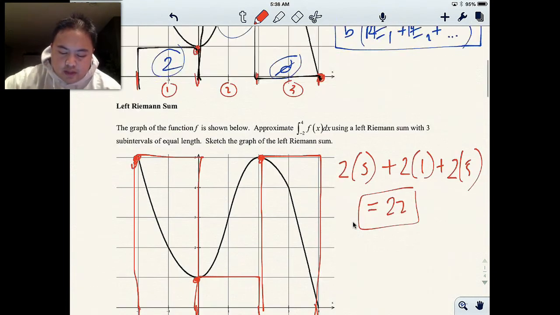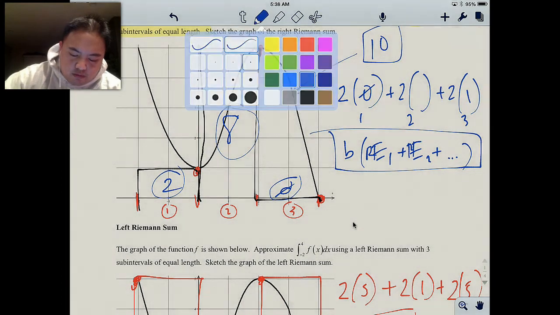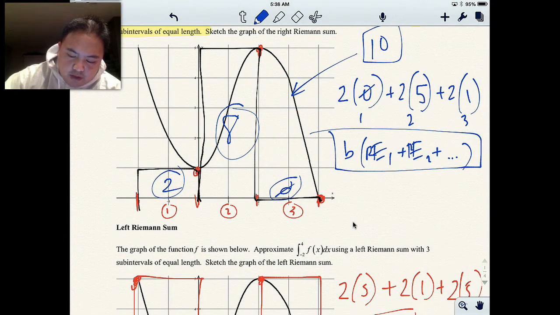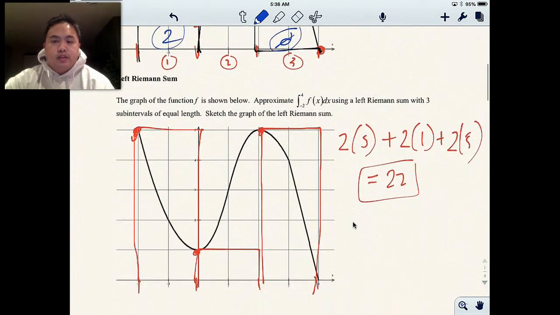So one estimate, I had 10. Oh, haha. So if I look back here, sorry, that middle rectangle had a height of 5. So really, this should be 12. So doing one side, I had an estimate of 12. Doing the other side, I have an estimate of 22.